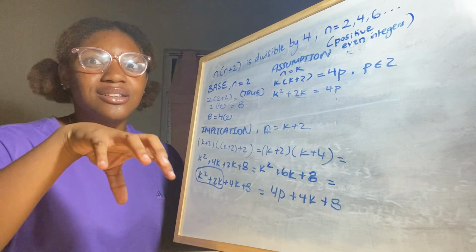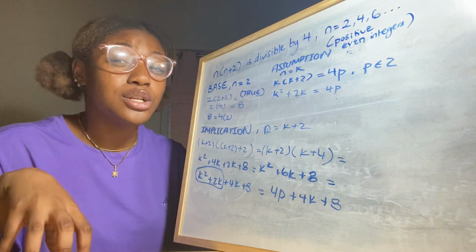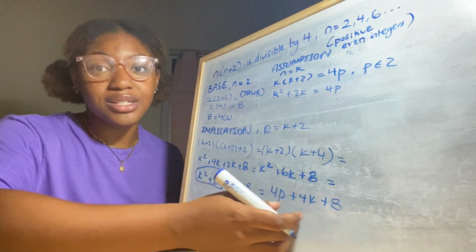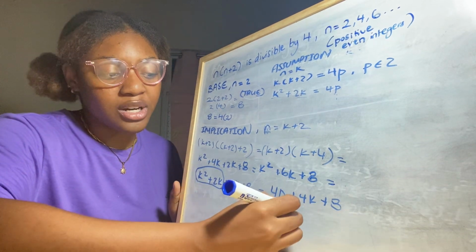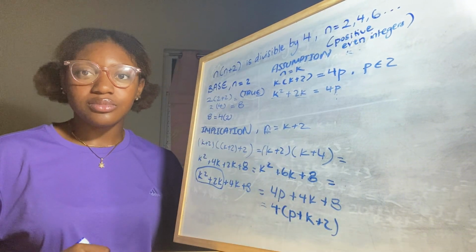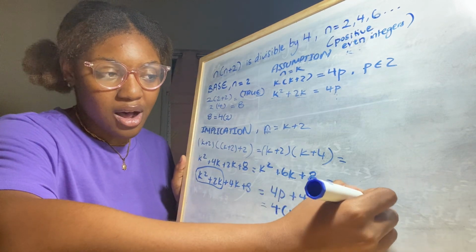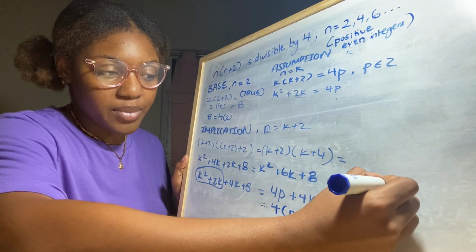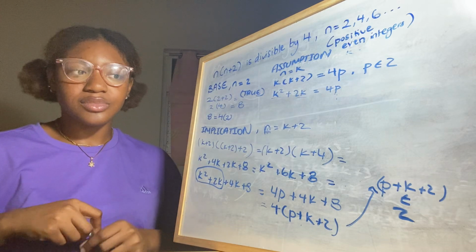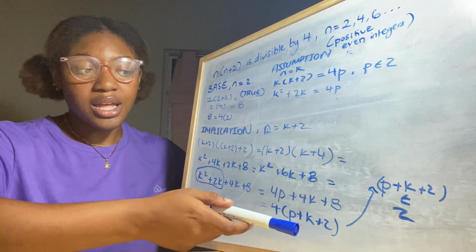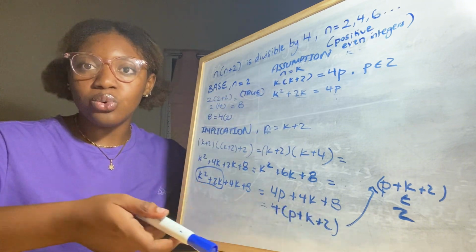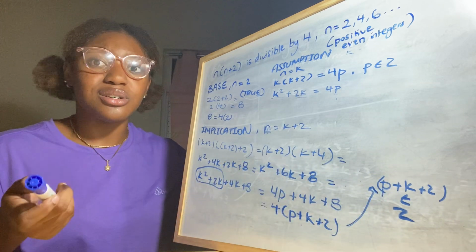Recall, if a number is divisible by 4, we can write it as 4 times an integer. Therefore, all we're going to do is factor out 4 from this expression. We're going to have 4, and we're going to be left with p plus k plus 2, where this p plus k plus 2 is a member of the set of integers. Why? We know that p is an integer from here. K would be an integer because we said that it's an even positive integer, and 2 is an integer. Therefore, this whole expression would be an integer.